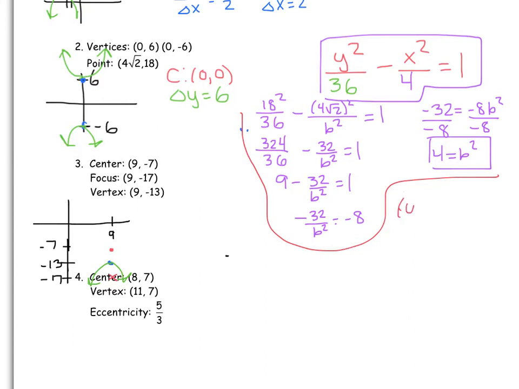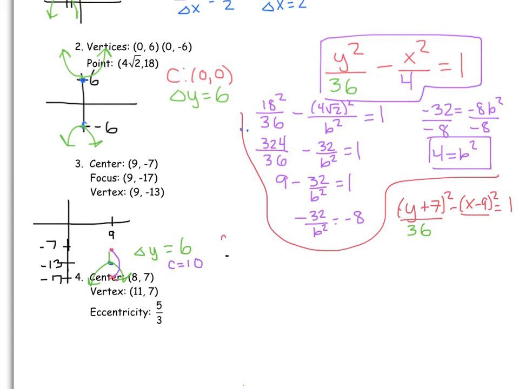So I've got y plus 7 squared minus x minus 9 squared equals 1. And the other information that I know is that delta y from negative 7 to negative 13 is a distance of 6. So underneath y, I can plug in 36. This time I also need to figure out the distance from the center to the focus, from negative 7 to negative 17. That's going to be c, and in this problem that's 10.